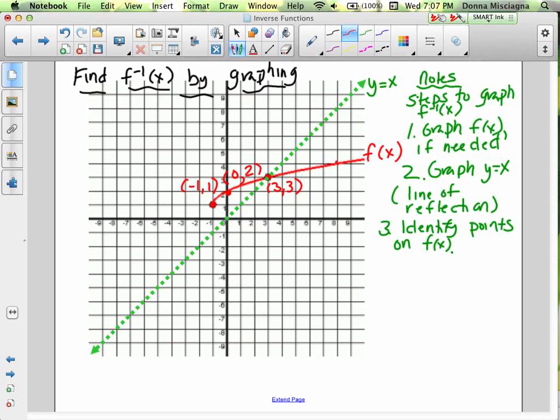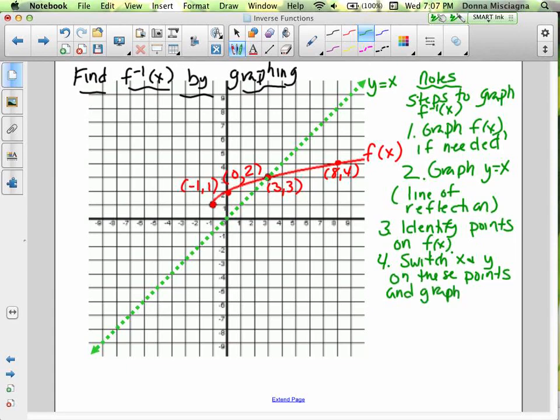And right here, that would be 8, 4. Those are the only ones I'm sure of. Everything else I'm going to have to estimate, and let's try to work with those. All right? So then you're going to switch x and y on these points and graph.